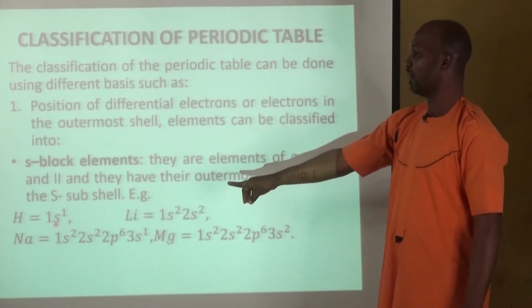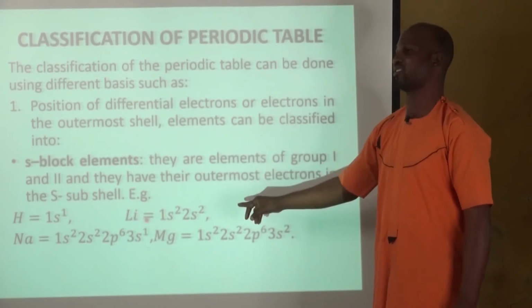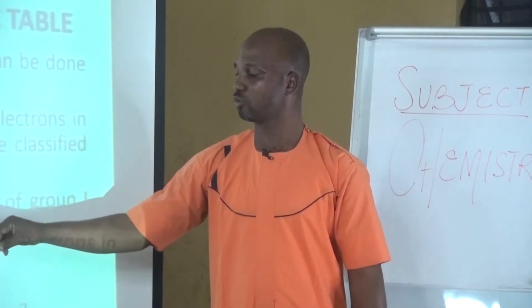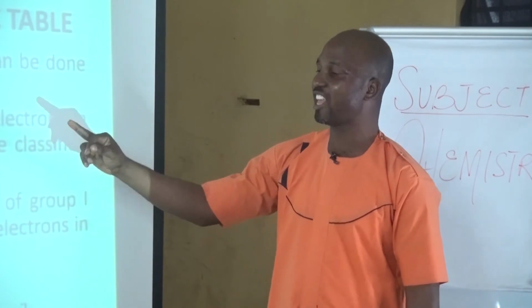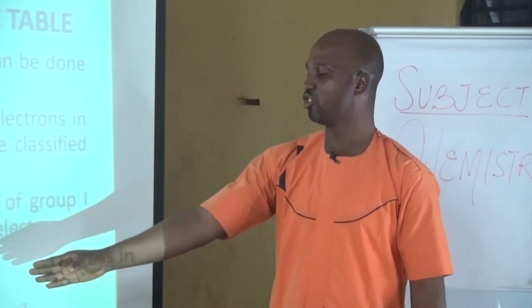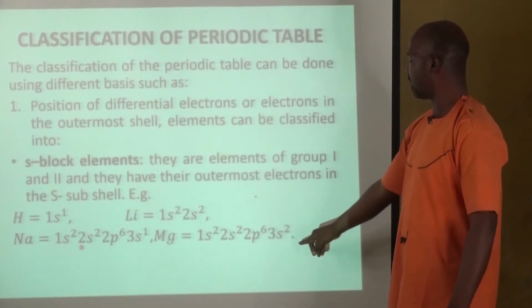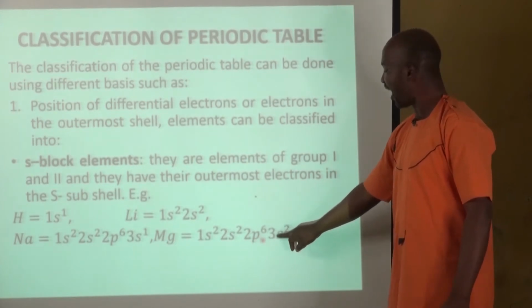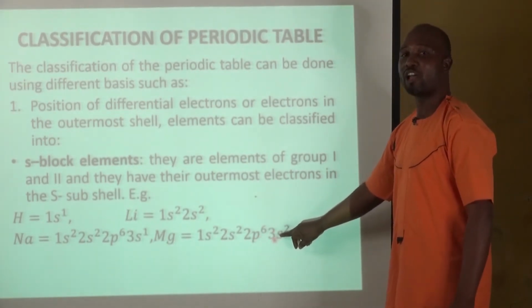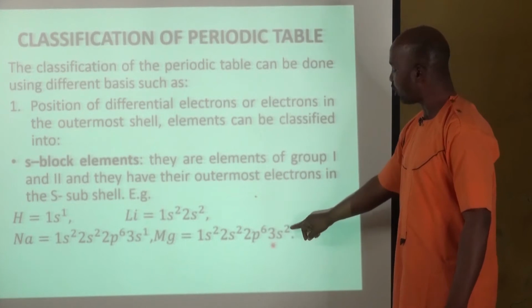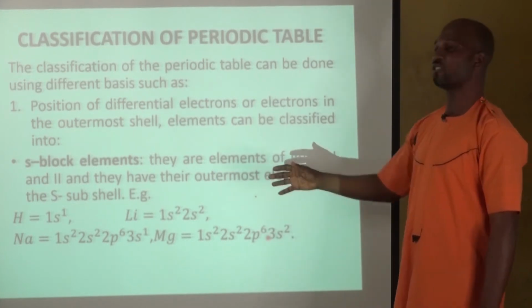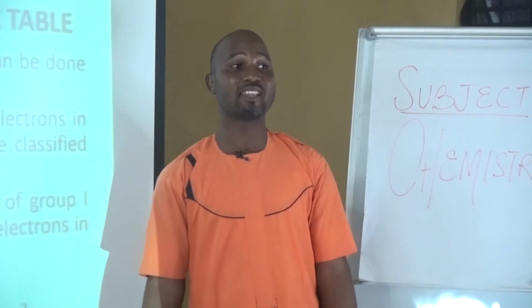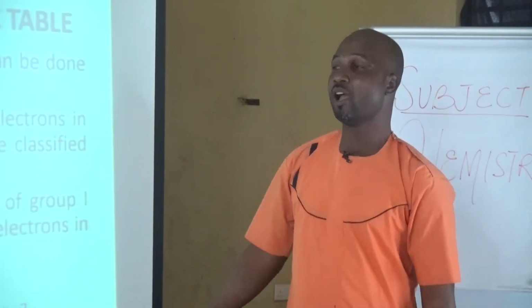Looking at lithium, the outermost subshell is 2s, and that is why the outermost electron is found in 2s. That's why it's called s block. Let's talk about magnesium. Magnesium has the outermost shell as 3s, and because the outermost electron is in the s subshell, it is called an s block element. Remember, I said s block elements are elements of group 1 and group 2.